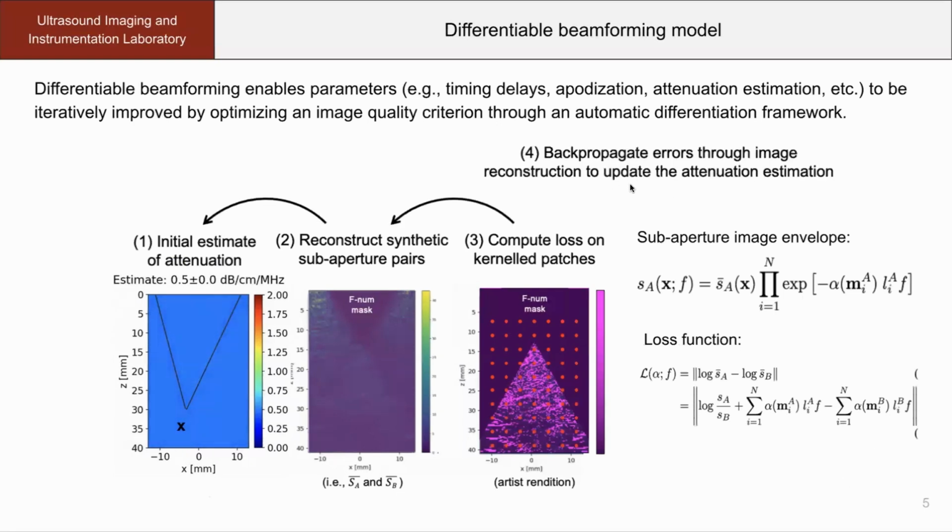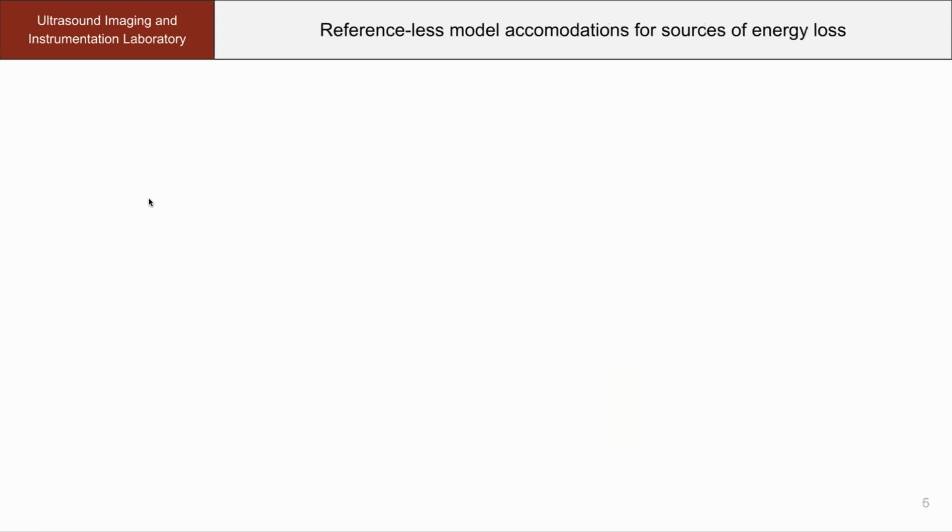We then finally backpropagate our errors through our image reconstruction model to update the original attenuation estimation. So we backpropagate this loss from the loss step through the delay and sum image reconstruction to the initial attenuation estimation. Now this produces a referenceless model for attenuation estimation.